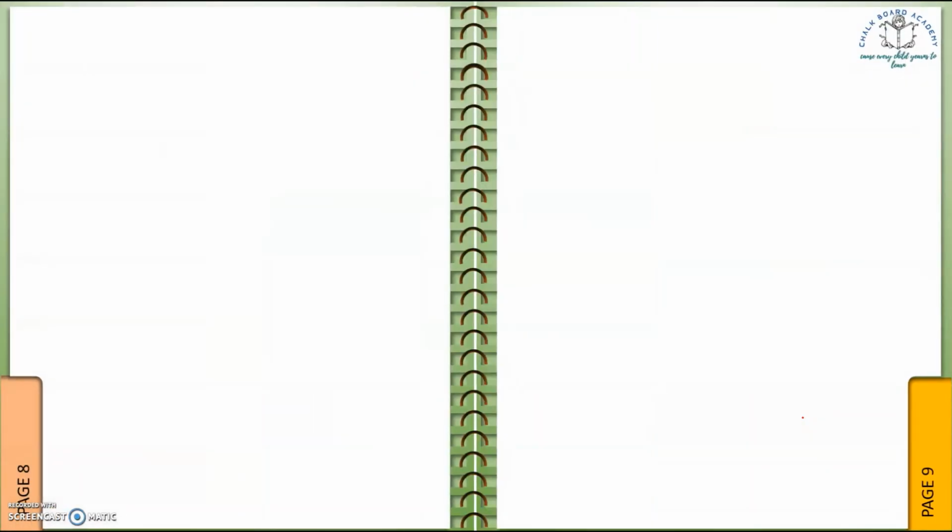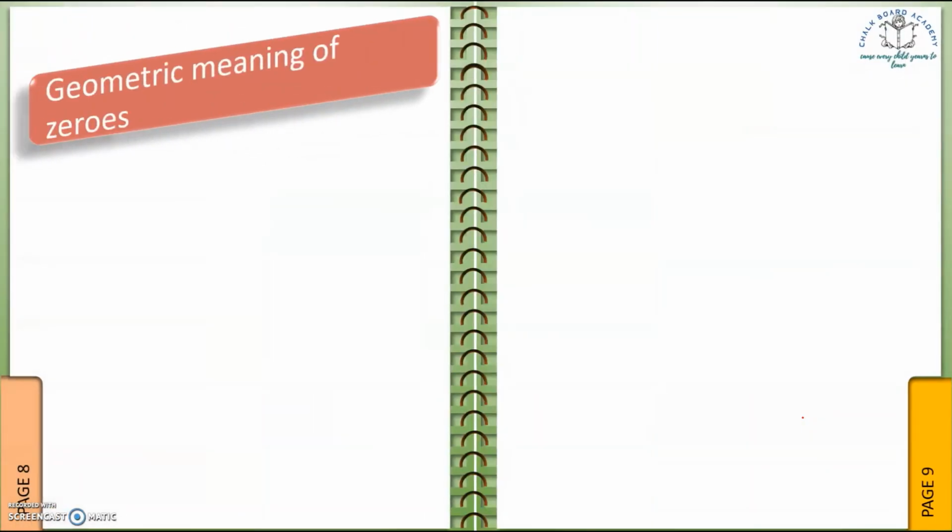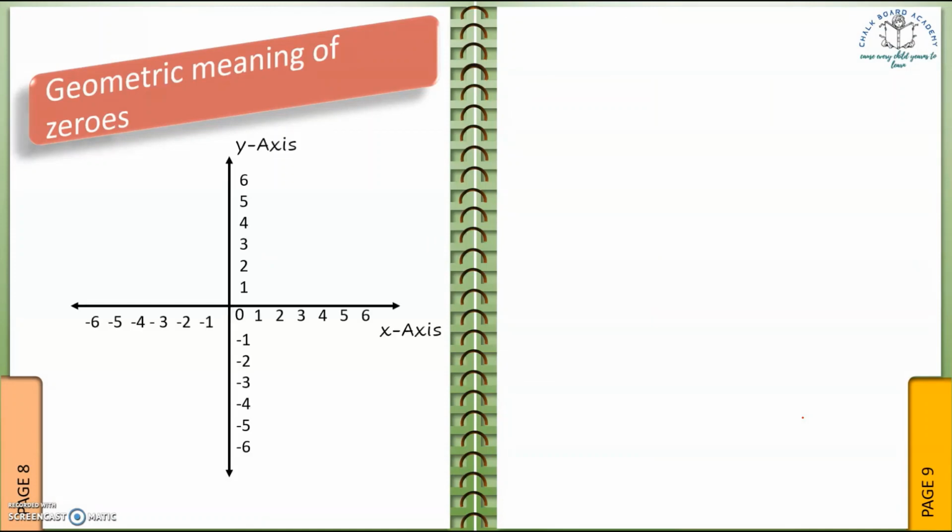Moving forward, let's understand the geometric meaning of zeros. For that we need to understand the graph. So in this picture you can see this is a graph with the x-axis, that is a horizontal line, and then we have this y-axis, which is the vertical line. And then we have the point where x and y cut each other, and this point is called the origin, that is denoted by 0.